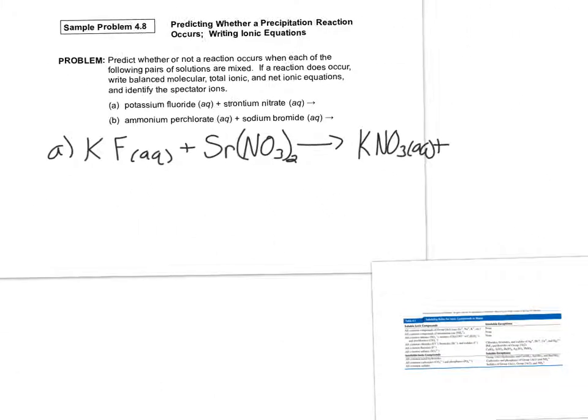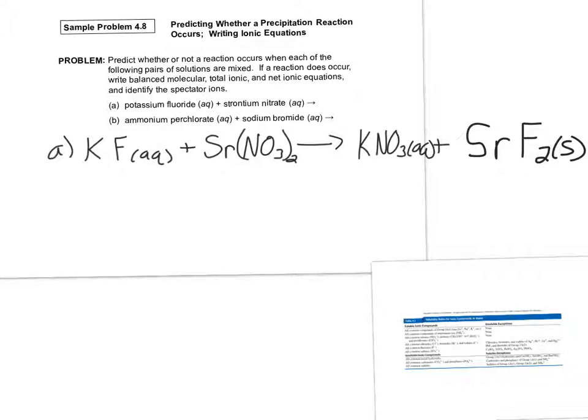Let me move this over here so I can have more room to write. Remember strontium has a positive 2 charge, and fluorine has a -1, so that means I'm going to have two of those. And I'm going to give this a solid physical state, and that's going to be my precipitate. So yes, this is a precipitation reaction.